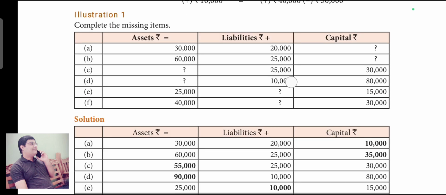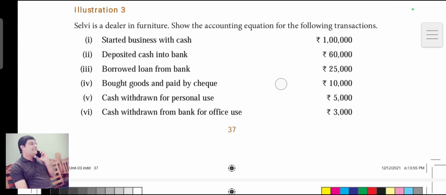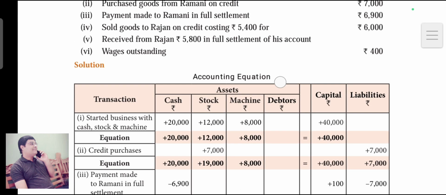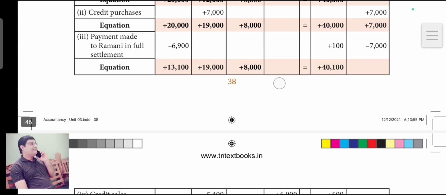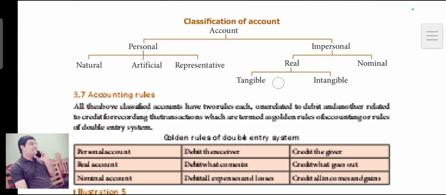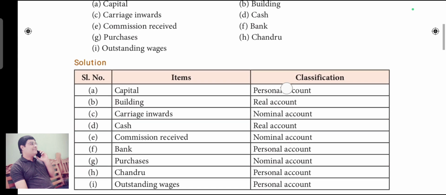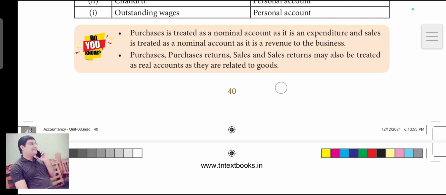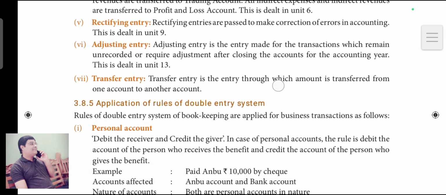Now move on to sums. Page number 36, illustration 1. Then illustration 4, page number 38. Then illustration 5, very important, page number 40. Then next question.